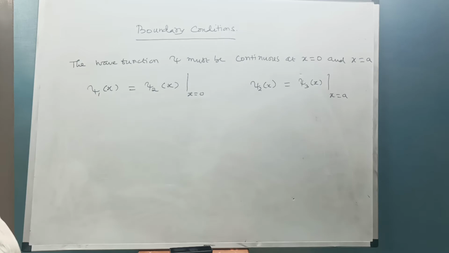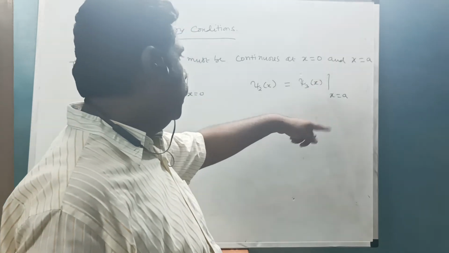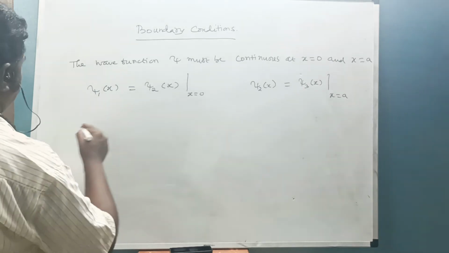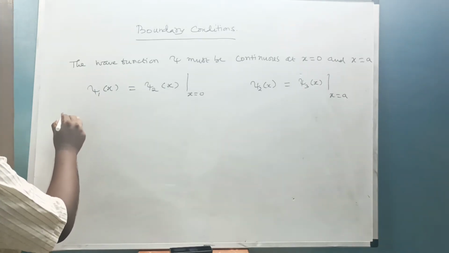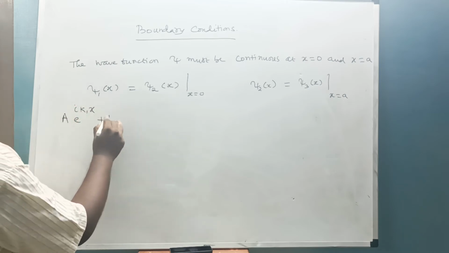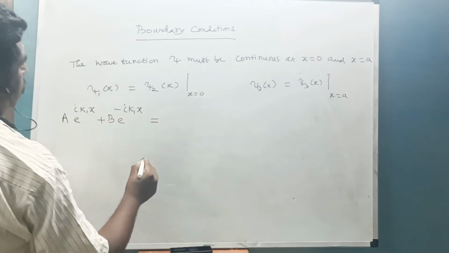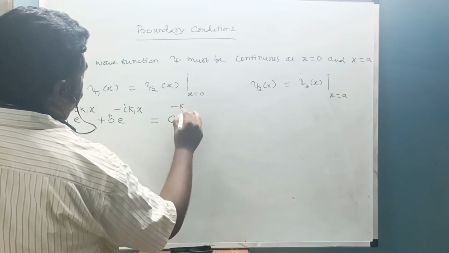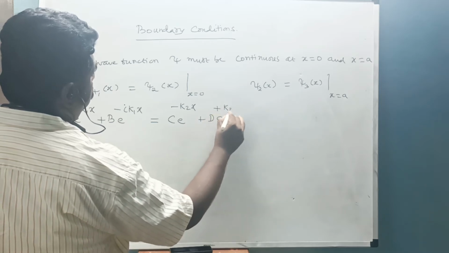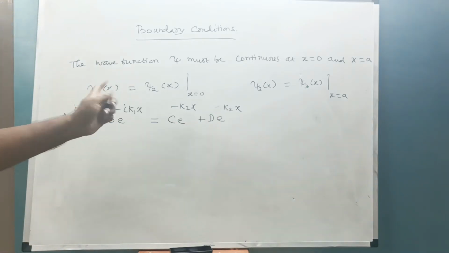One end of the barrier is 0 and the other end of the barrier is a. So at that end we have to consider the two wave functions psi 2 and psi 3. Psi 1 of x is known to you: a e^(ik1x) plus b e^(-ik1x). Psi 2 of x is c e^(-k2x) plus d e^(k2x). These are the values of psi 1 of x and psi 2 of x.